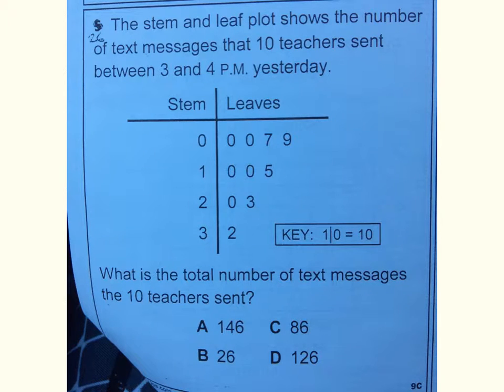Number 26. The stem and leaf plot shows the number of text messages that 10 teachers sent between 3 and 4 p.m. yesterday. What is the total number of text messages the 10 teachers sent?